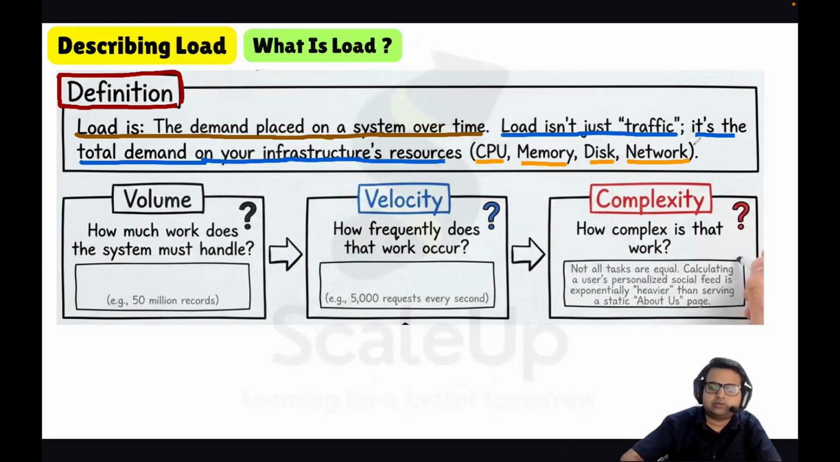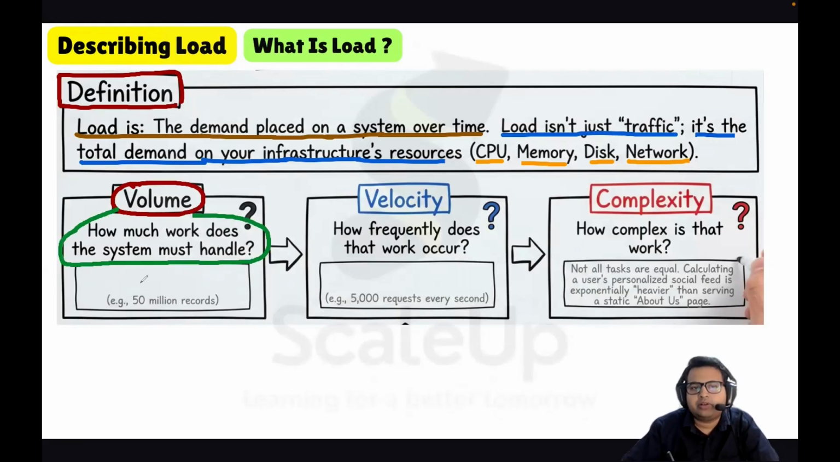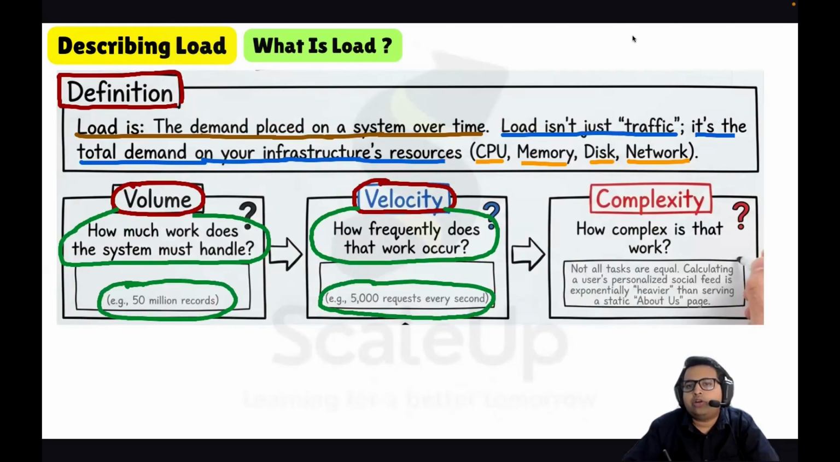That is the load. Load represents the volume: how much work the system must handle. For example, 50 million records. Load represents the velocity: how frequently that work occurs. For example, 5,000 requests every second. And load represents complexity: how complex is that work? Because not all tasks are equal.